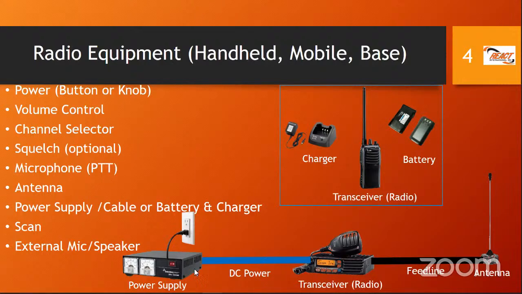Our bottom diagram shows there's a power supply plugged into a receptacle outlet from the electricity provider, and we are supplying voltage, usually 13.8 volts, to our transceiver radio. We have some sort of cabling, referred to as feed line, that goes from our transceiver or radio to an antenna. And this antenna could be an antenna on top of a vehicle. It could also be a base station antenna in the case of our base operations.